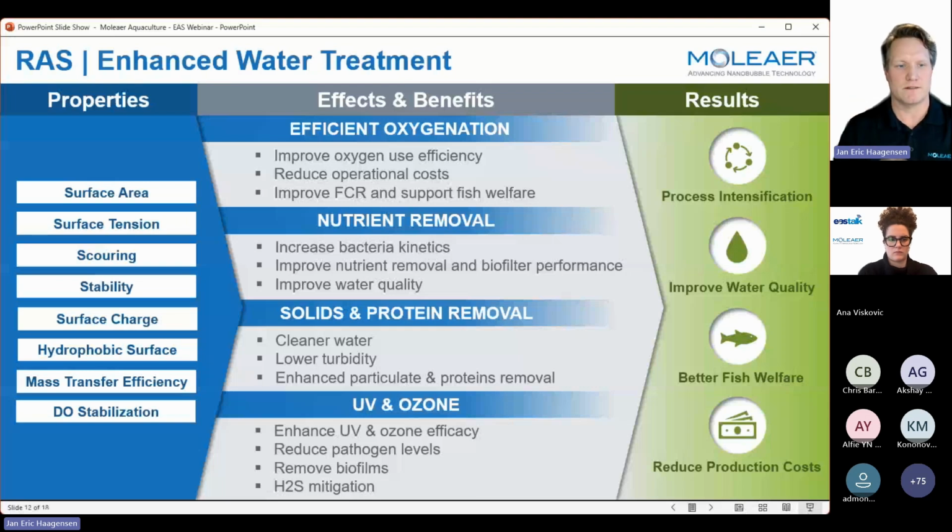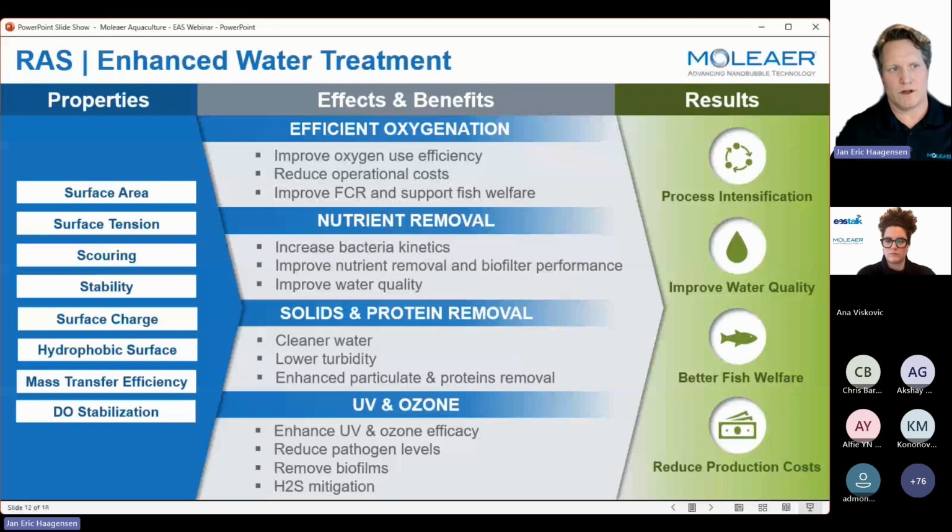enhanced particulate and proteins removal, and you're enhancing the ozone and UV efficacy, reducing pathogens, removing biofilms, and you're able to mitigate H2S and other unwanted substances. So high level, we are essentially intensifying the process, improving the water quality and giving better fish welfare, reducing those costs and getting better results and giving the system more capacity as a result of this.